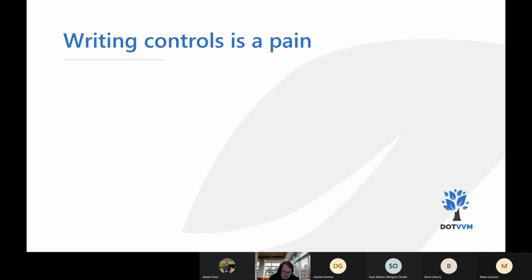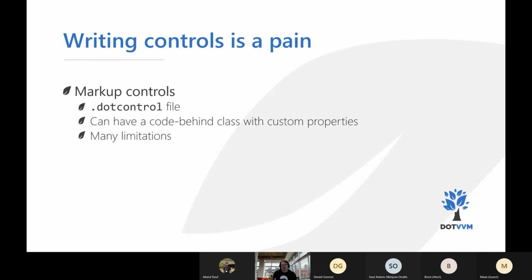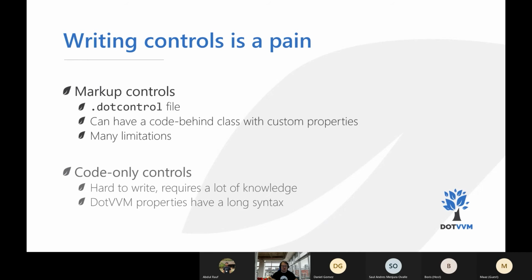And the biggest issue we are seeing in DotVVM applications right now is that it's quite difficult to build your own components. If you are building any larger application in DotVVM, you will probably have some repeated pieces of markup or repeated elements in the page, and you will want to make some kind of reusable controls out of this markup. And DotVVM historically offered two ways how to do it. First is the markup control.